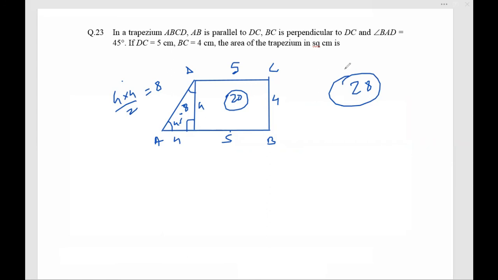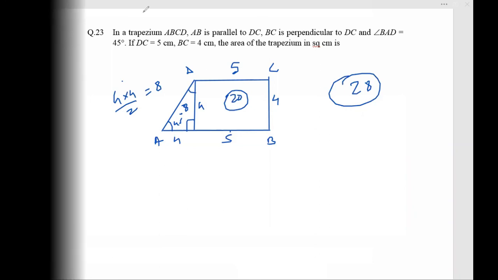So any of you, if you have ever thought in this way, CAT geometry is a difficult topic, and in CAT, if there is a geometry problem comes, I will never ever do it. Now see, this type of easy problem also you are missing from the opportunity.